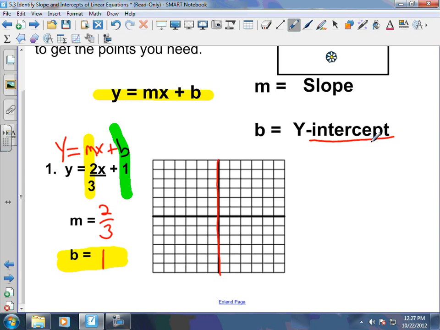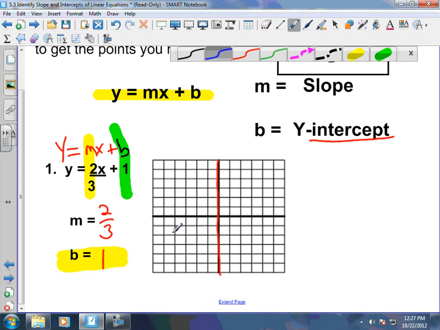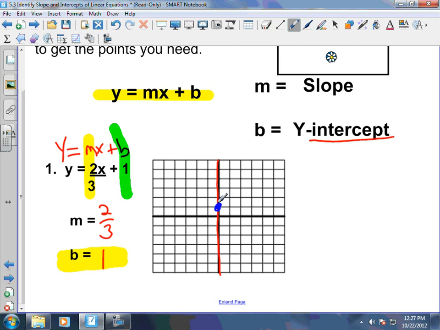Intercept means, if you intercept a football, what do you do? You jump in front of the path that the football is taking and you catch the ball. You intercept the path that the ball is originally traveling. Well, here we're going to intercept this line at the y-axis. My y-intercept is 1, so I go to 1 on my y-axis and I put a dot. That's where this line intercepts the y-axis. That's why it's the y-intercept.